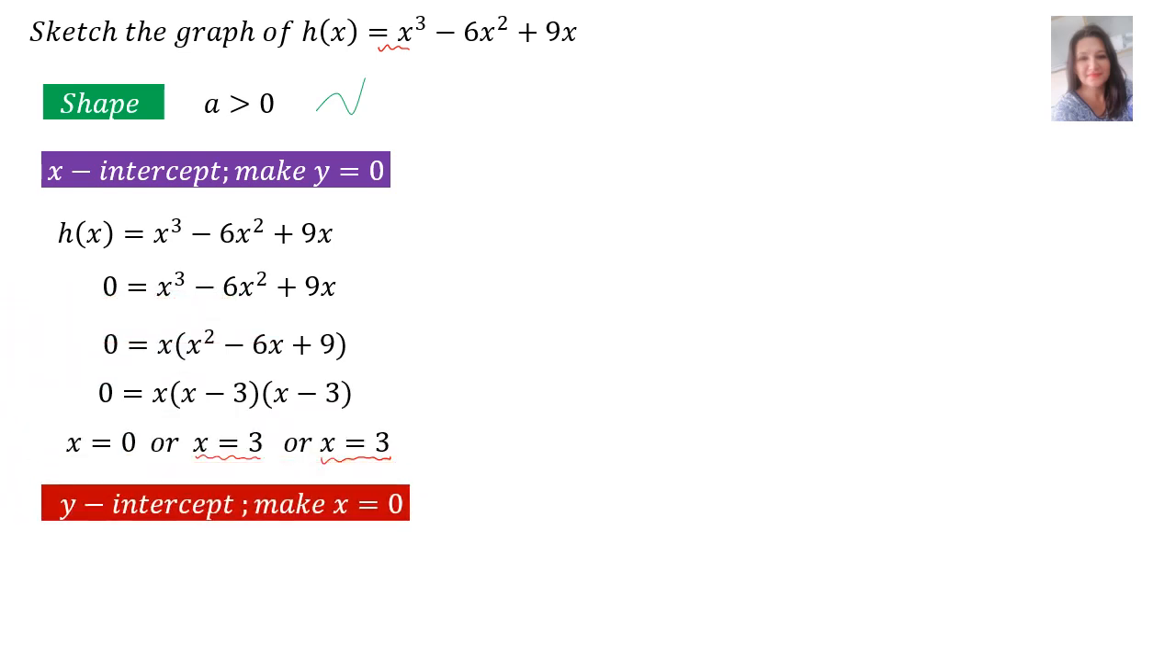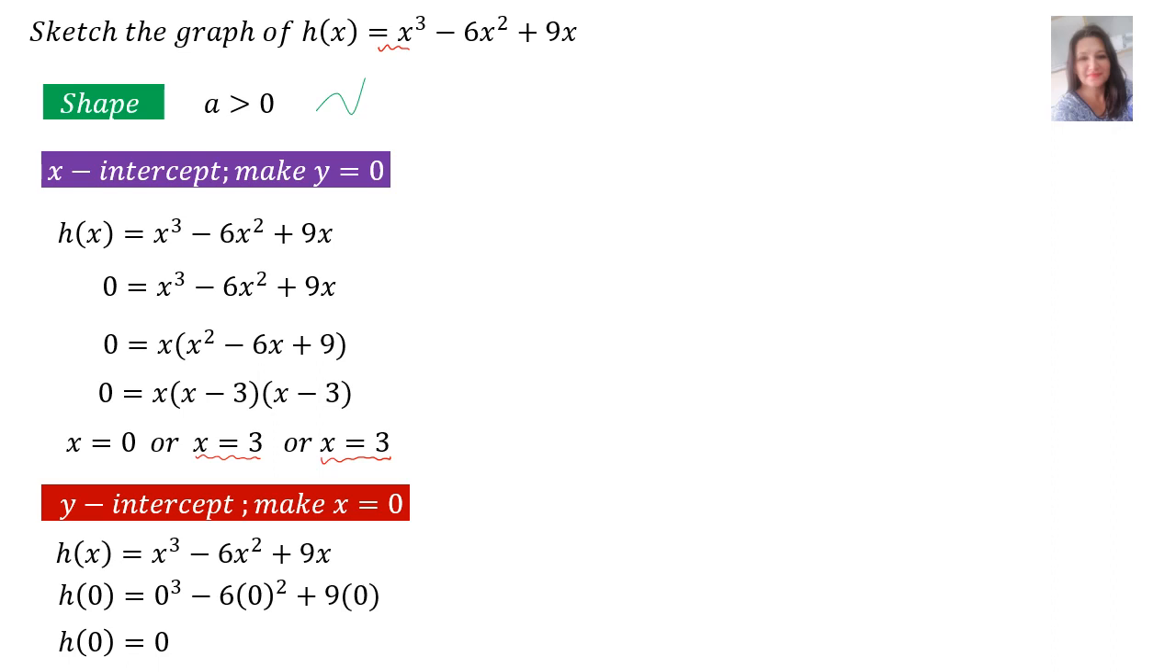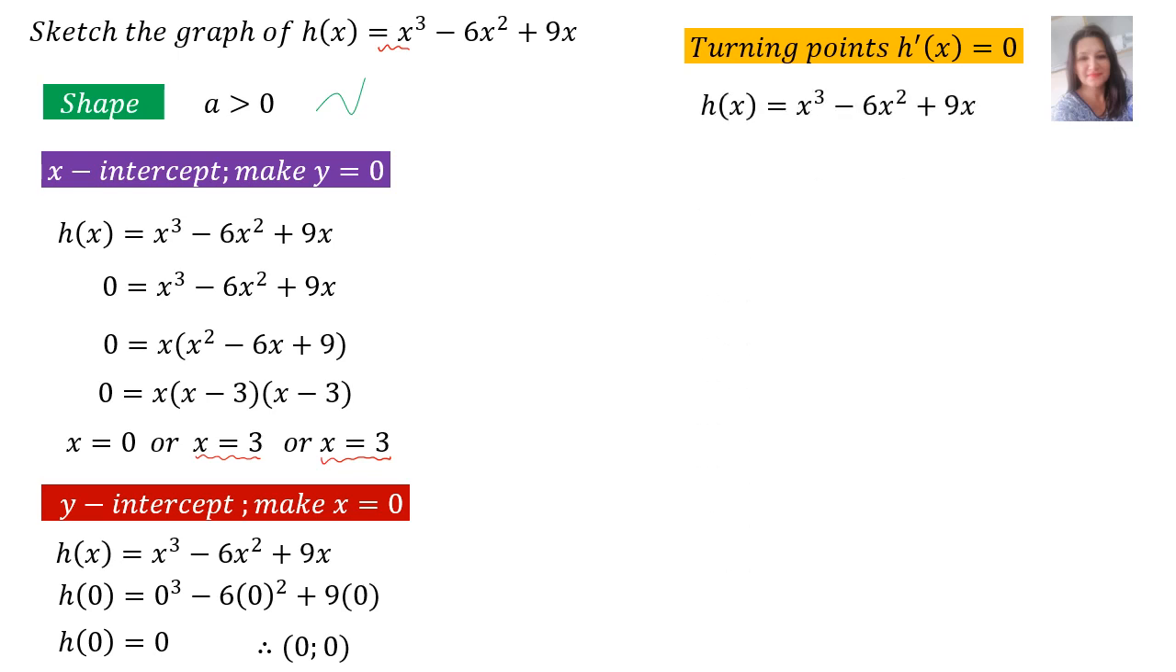The y-intercept, make x 0. There's your equation. Everywhere where you see an x, you substitute 0, and then your y-intercept in this case is at the point 0, 0, the origin. The next thing we will calculate will be the turning point, where we find the first derivative and equate to 0. There's your function. The first derivative will be 3x squared minus 12x plus 9, and we equate to 0.